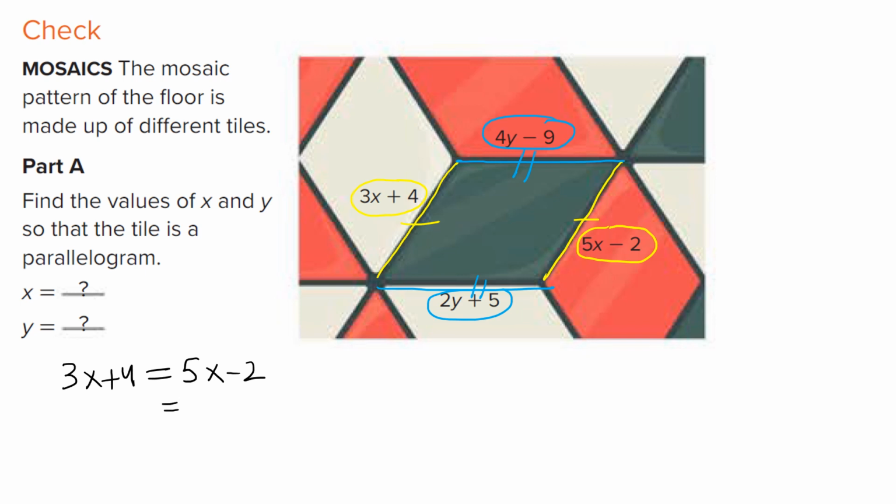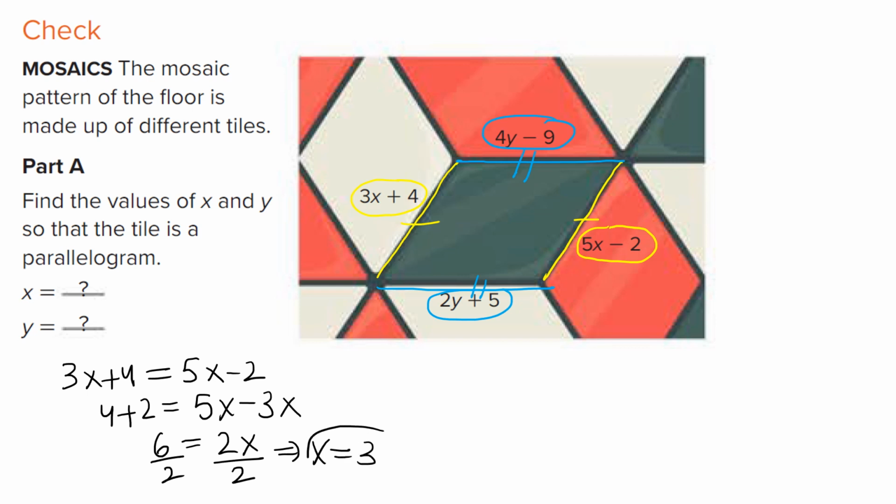So I take the 2 on the other side, it becomes plus 2. I take 3x on the other side, it becomes minus 3x. So this is 2x equal to 6. Divide by 2, you get x as 3.